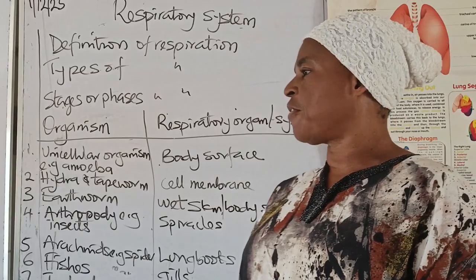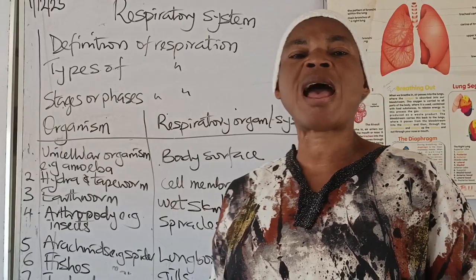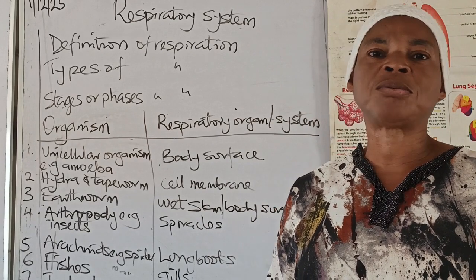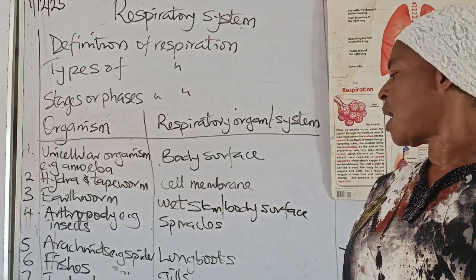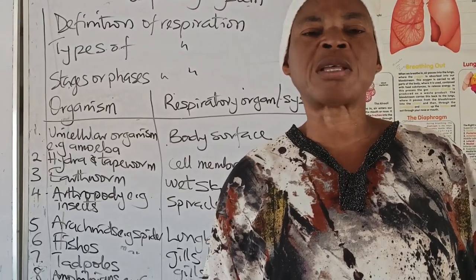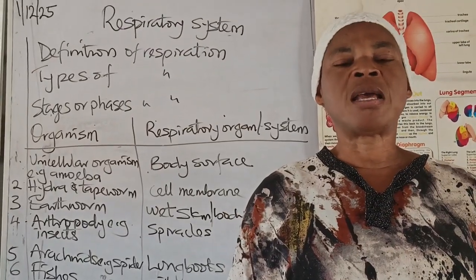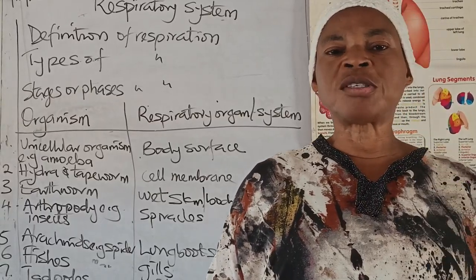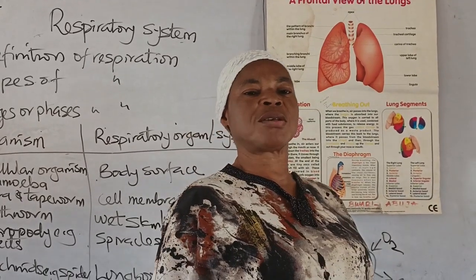And then we also have the amphibians. An example is the frog. It uses the skin, the mouth, and also the lungs. And we also have the reptiles. An example is the snake. We also have the common lizard. And it also uses the lungs. We also have the birds. An example is the common hen, and it uses the lungs. And then man also uses the lungs. That is how the lungs look like. And then we also have the plants.